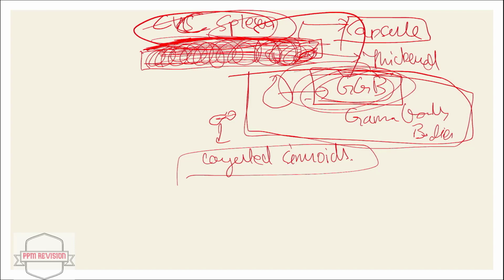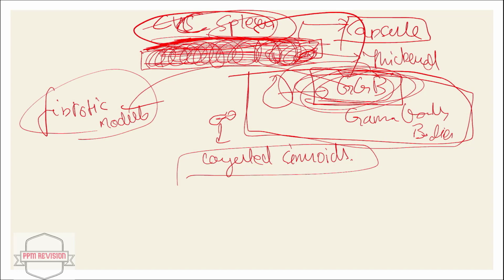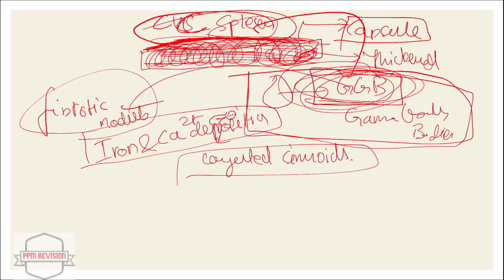So these Gamna-Gandy bodies, the explanation given is that it is a fibrotic nodule, right? Nothing but a fibrotic nodule. So what is it composed of? Iron and calcium deposition. We might neglect all this thinking it's short, but there are many easy questions that can be framed with this. So there's iron and calcium deposition that is seen.